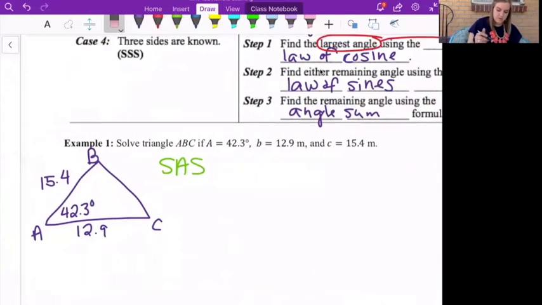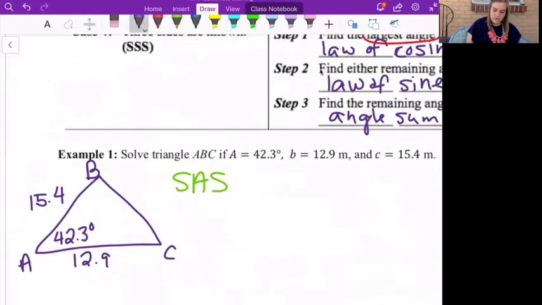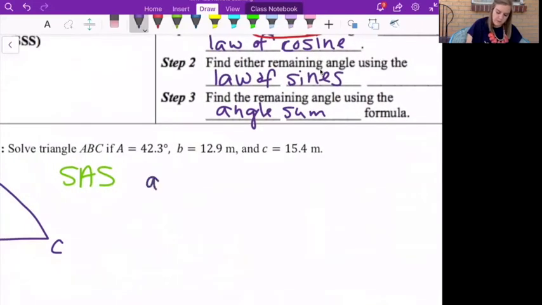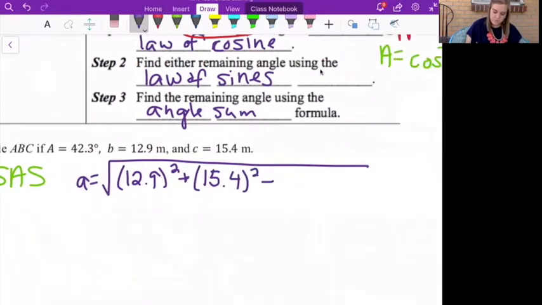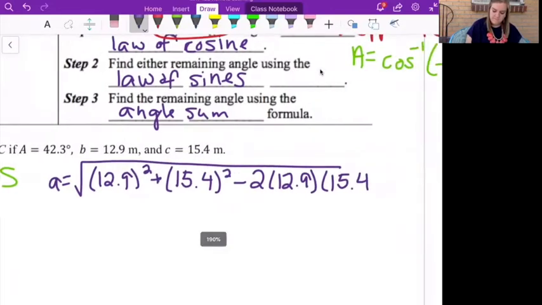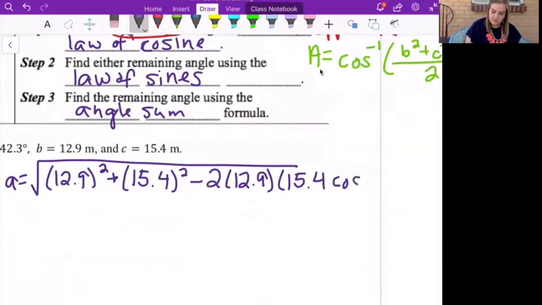So first thing we want to do is find side a. So this is going to be a equals the square root of 12.9 squared plus 15.4 squared minus 2 times 12.9 times 15.4 times the cosine of 42.3.